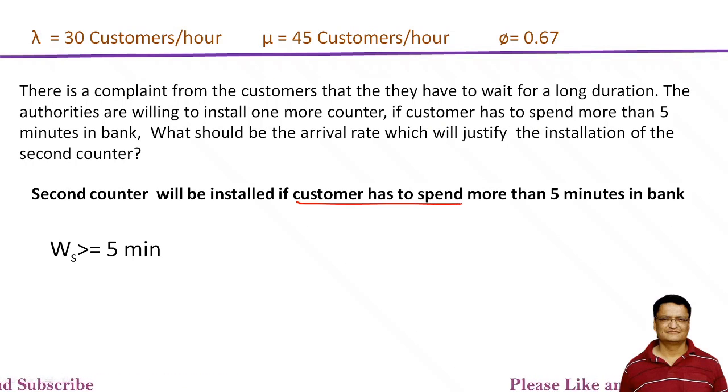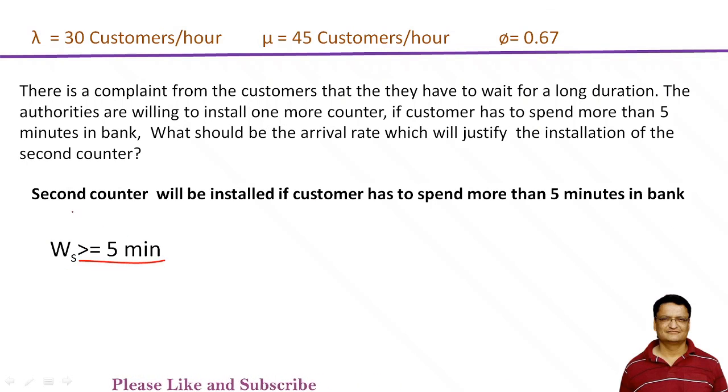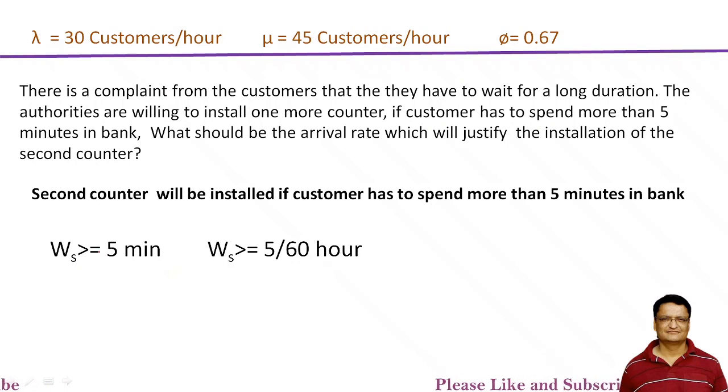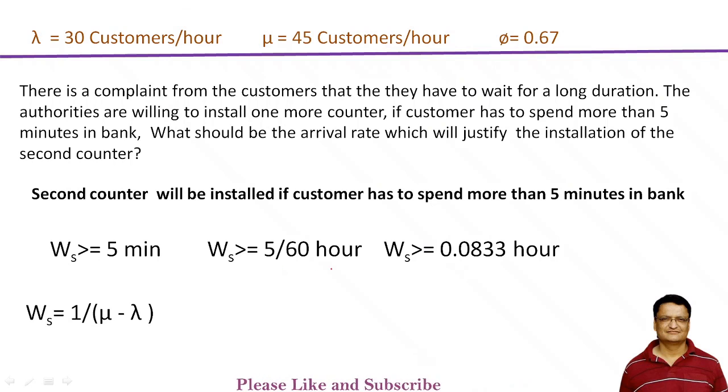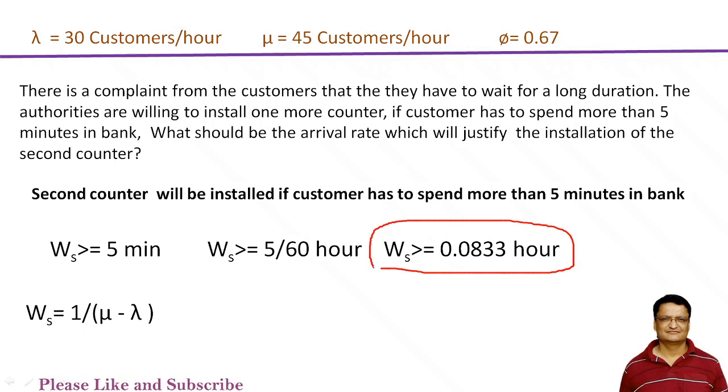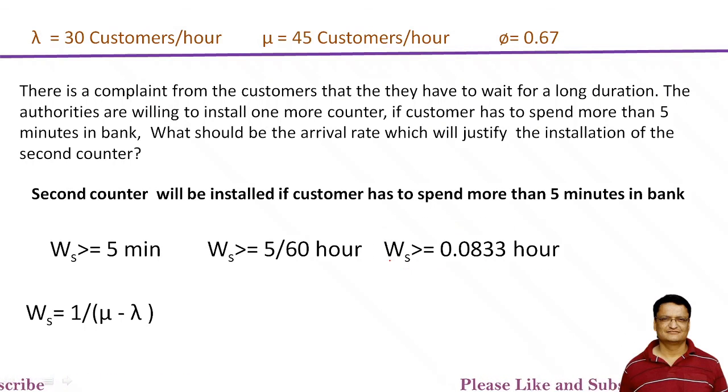That is the time spent by a customer in a system, which is given by this figure Ws. If it exceeds 5 minutes, then only the second counter will be installed. So I will write it down in this way. I will convert this 5 minutes into hours. So I can say that the second counter will be installed if my total time spent by a customer in a system exceeds these many hours.